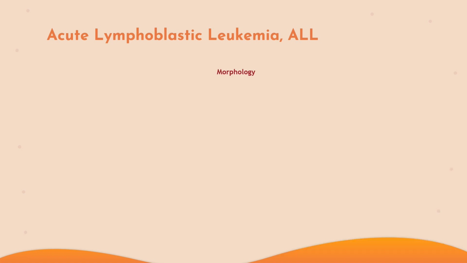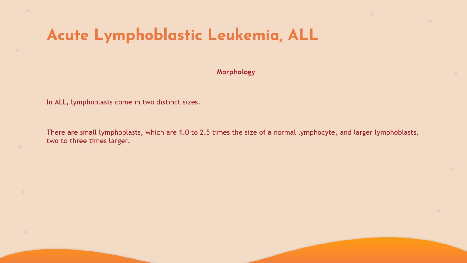Next, we're delving into the fascinating world of leukemia morphology and prognosis in acute lymphoblastic leukemia, or ALL. Let's dive in. First, let's talk about morphology, the study of cell structure. In ALL, lymphoblasts come in 2 distinct sizes. There are small lymphoblasts, which are 1.0 to 2.5 times the size of a normal lymphocyte, and larger lymphoblasts, 2 to 3 times larger. Interestingly, these cells can sometimes be mistaken for blasts seen in acute myeloid leukemia, or AML.